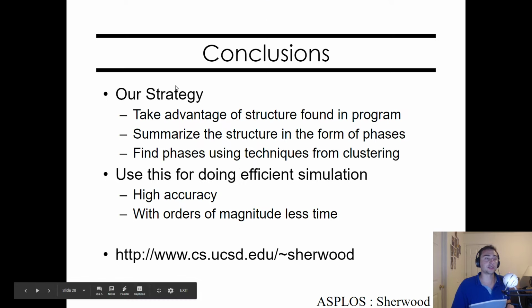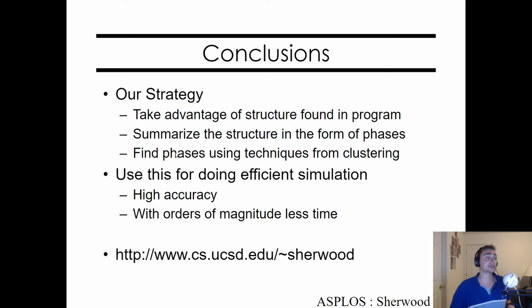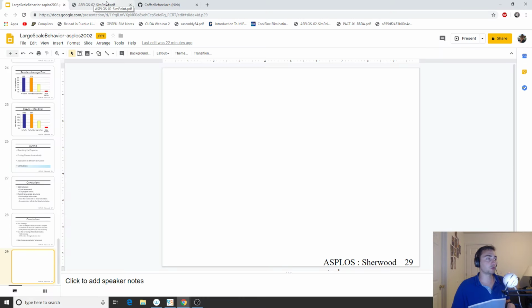So the strategy is, of course, to take advantage of this structure, summarize the structure in the form of phases, and then find the phases using some classic techniques from clustering. And we get this high accuracy with orders of magnitude less time, right? So that's really the key point of this paper, right? So this is a great paper from ASPLOS 2002. Even though it's about 17 years old now, it's a hugely influential paper, and it's still used.